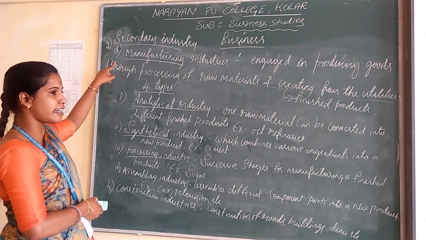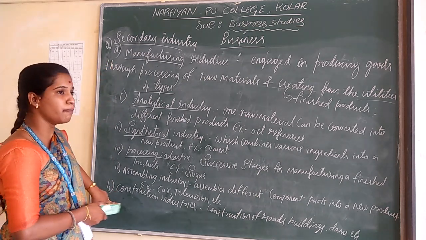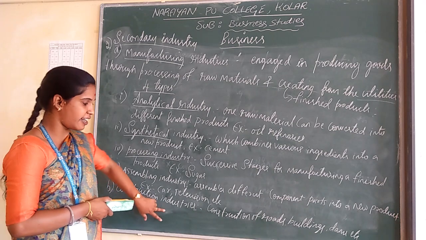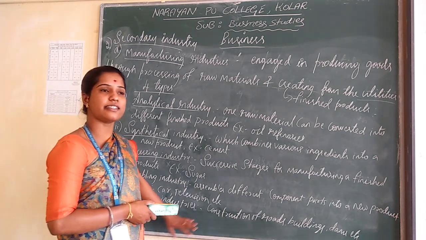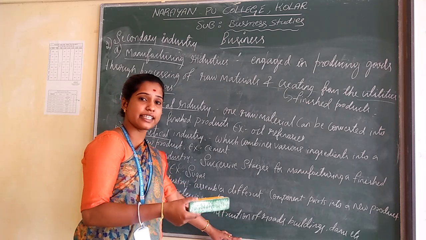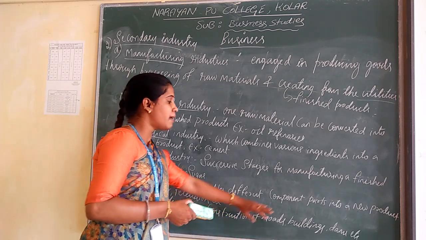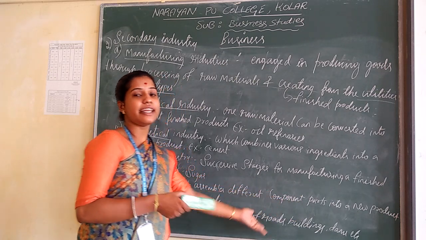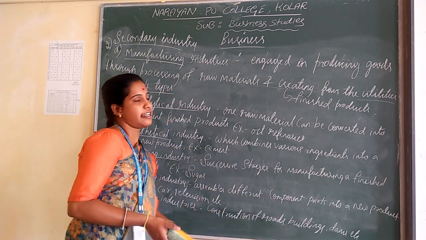And the second type of secondary industry is construction industry. The construction industries are those industries engaged in the construction of roads, buildings, dams or any architectural skills, etc.